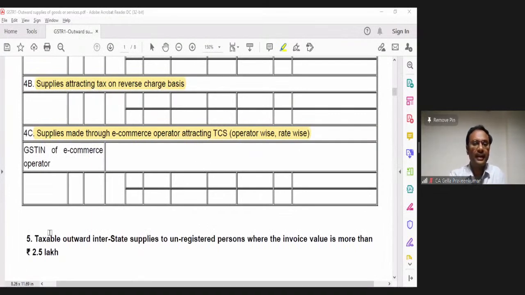Unregistered person whose value is more than 2.5 lakh. Details of interstate supply. Now, please keep in mind, as we read through the tables, as we understand the returns, what is it that we need to understand? Why is it that we need to spend time? From this particular table, we need to go back, we need to travel back, and understand the books of accounts of the assessee. For each information, should I export the data into Excel? Should I do the jugglery in terms of understanding, okay, this goes to table 4, this goes to table 5?